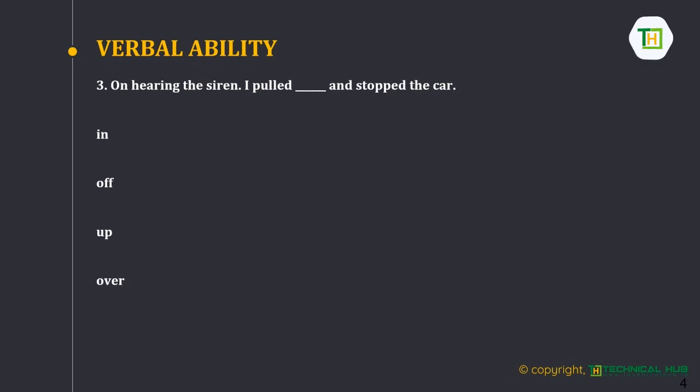Like so, on hearing the siren, I pulled dash and stopped the car. So here, pull over or pulled over. That means parking aside, or bringing a vehicle into one side. So if you see this is a road, and you are traveling in a car, and simply you are moving. But whenever the police asked you, you heard the siren, you took your car into this parking area, that means one side, and you kept it here.